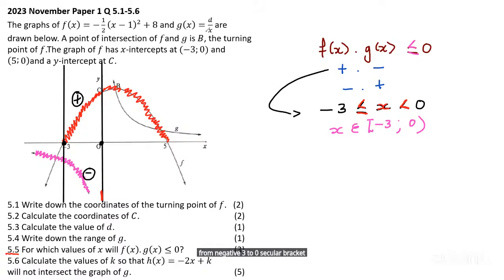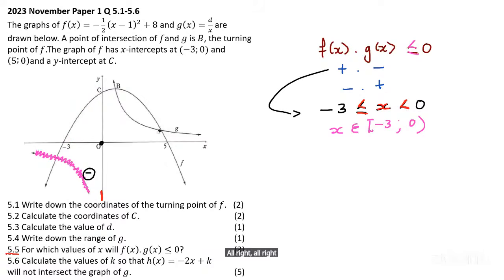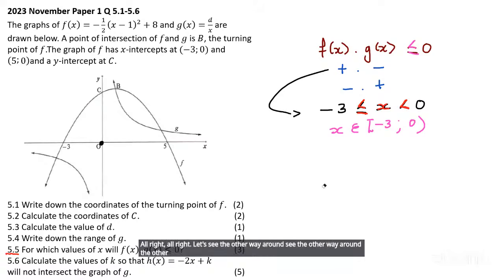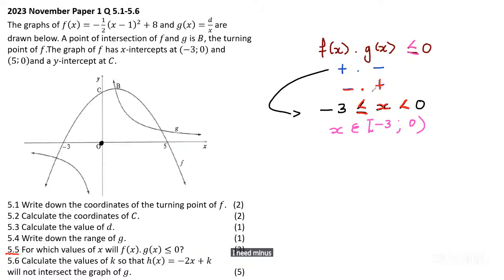That's the first thing I see there. The asymptote must be respected. So that is when I had plus, minus. All right. Let's see the other way around. I'm ready. Check this out. I need minus and plus.